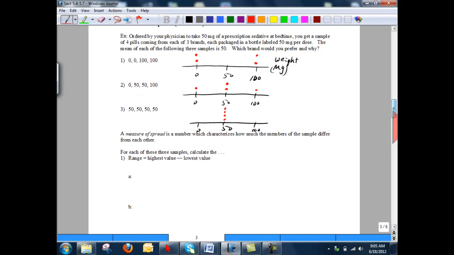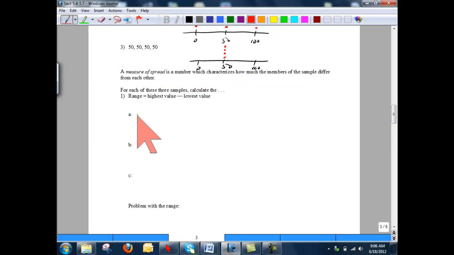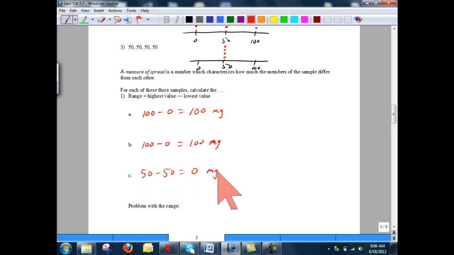So if I look at the data sets from 1, 2, and 3, which I'll call A, B, and C here. Here the range is the high is 100, the low is 0, and so that is 100 milligrams for the range. In the second case, the high was again 100 and the low was again 0, so another 100 milligrams. And in the third case, they were all 50, so the high is a 50, the low is a 50, and the range is 0 milligrams.